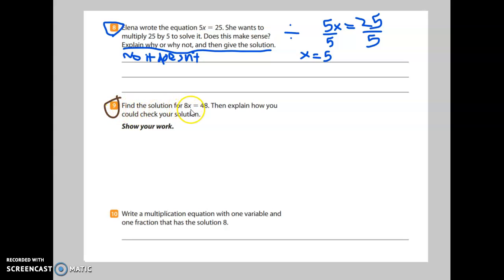Find the solution for 8x equals 48. Then explain how you could check your solution. Okay, so 8x.